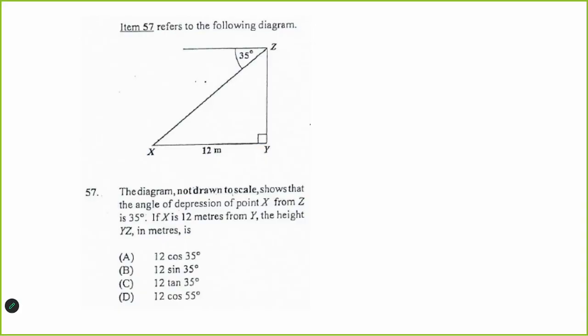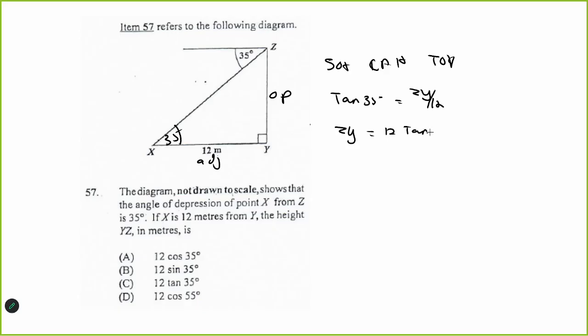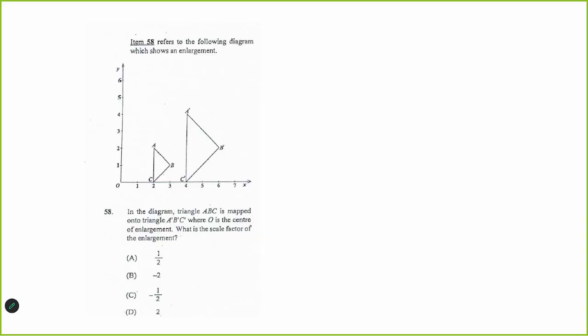This one here is 35. This is 35, this is adjacent, and they want to know the opposite. Right? So that would be adjacent and opposite, so tan 35 is zy over 12. So zy is equal to 12 tan 35. 12 tan 35, yes, I see. This one here, scale factor was 2.